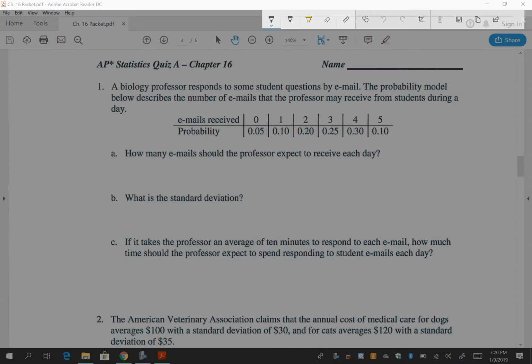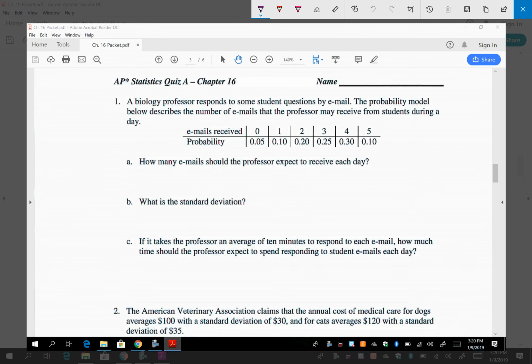Okay, so in this first problem, we have some information about a professor and how many emails the professor expects to receive on a given day of work. You can see we have 0, 1, 2, 3, 4, or 5. Those are the options. But you can also see that it's not equally likely that this professor is going to get that number of emails in a day. All right? So how do we find the expected value? How do we find the expected number of emails that this professor is going to get in a day of work?